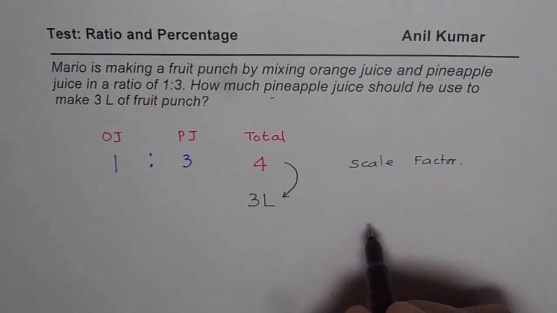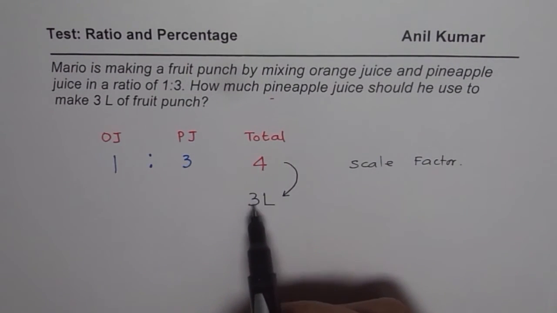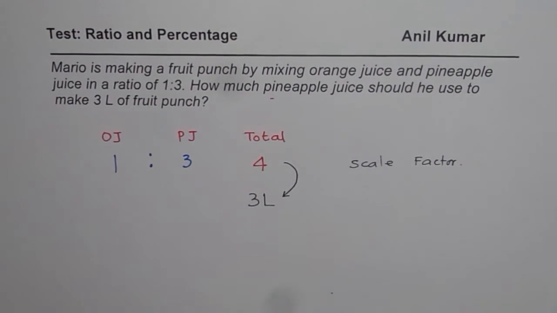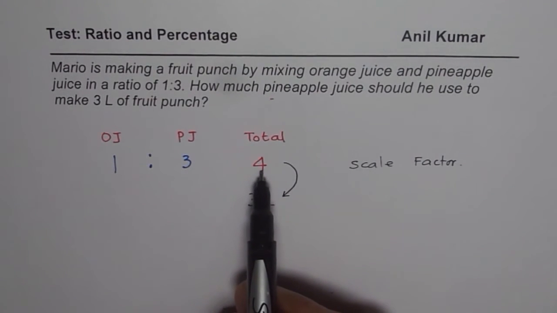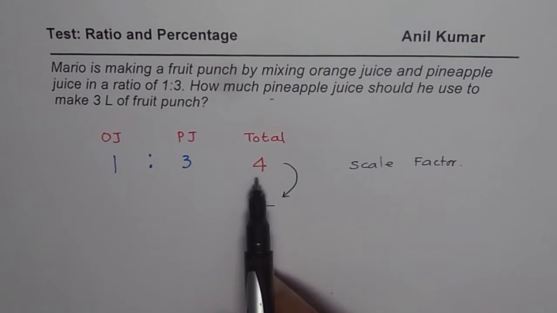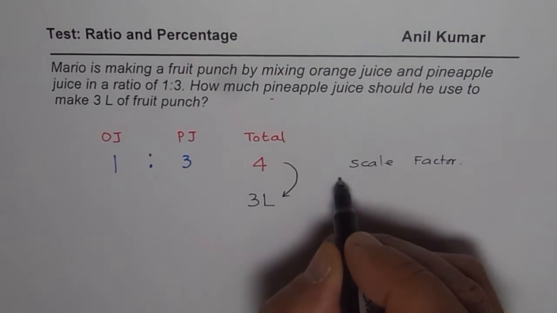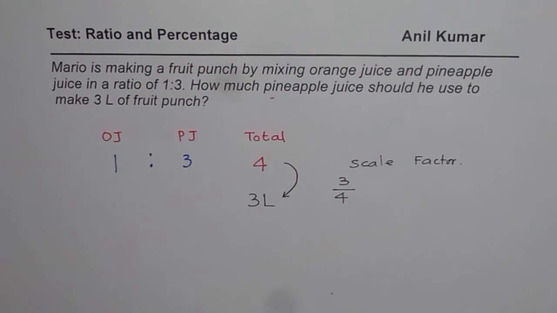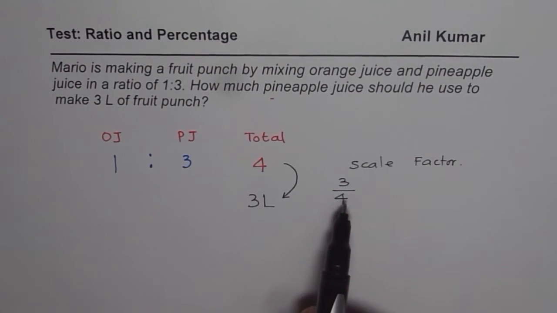To find the scale factor, we will see what ratio we should multiply by. So we are going from 4 to 3 liters. The quantities required will be lesser than 1 and 3, since we want 3 liters, not 4. Moving from 4 to 3, we have to multiply by 3 and divide by 4. So the scale factor is 3/4. You get the idea, right? Therefore, multiply each one of them by 3/4.